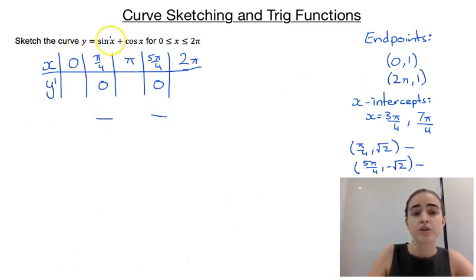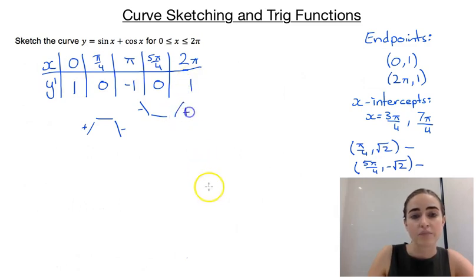If we substitute 0 in here, we'd have sine of 0 plus cos of 0, which would give us 1. So that's positive. If we substitute pi in there, sine of pi is 0, and cos of pi is minus 1. So that will give us minus 1. So we've got a negative gradient there. And at 2 pi, if we substitute that in, that's just going to give us 1 as well. So that's positive. So that's just confirmed that our pi on 4 stationary point is a maximum, and our 5 pi on 4 is a minimum.